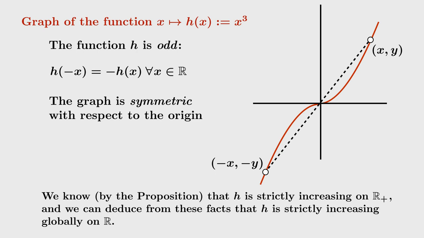Now we know from an earlier proposition that the function h is strictly increasing on R plus. But given this symmetry, we can go on to deduce that h is actually strictly increasing globally on the real line.